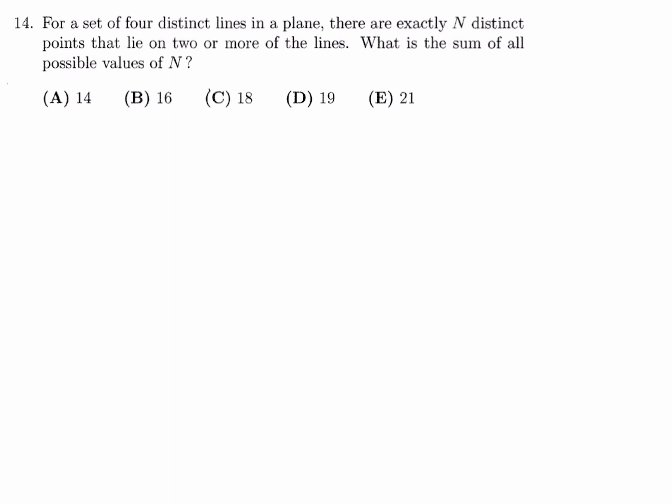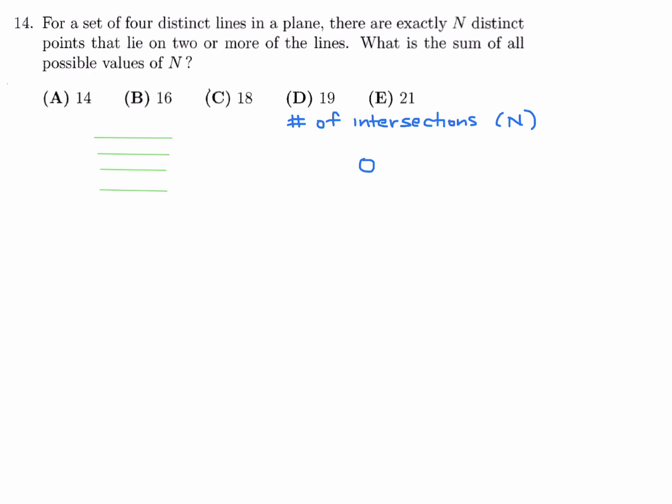For a set of 4 distinct lines in a plane, there are exactly n distinct points that lie on 2 or more of these lines. What is the sum of all possible values of n? Okay, so we've got to look at how can I get 4 lines to intersect, yes or no? Well, there's several scenarios. The first is when they're all parallel. And if they're all parallel, the number of intersections, which the question is calling n, is 0.